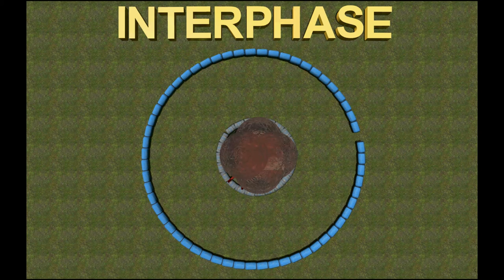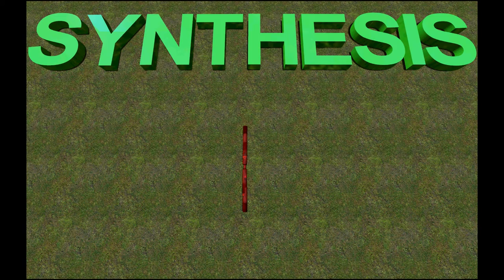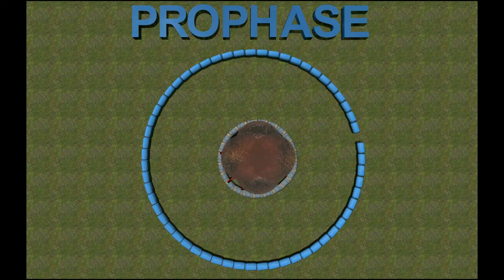In interphase, the cell undergoes rapid growth and prepares itself for cell division. It also goes through synthesis, which is the duplication of the cell's chromosomes. In mitosis, once the cell has grown enough and duplicated its chromosomes, it will enter the prophase.